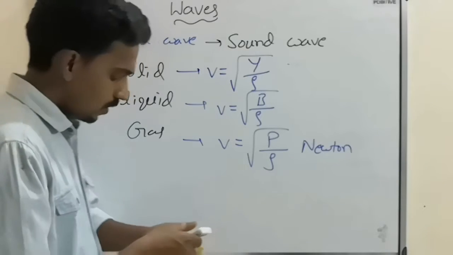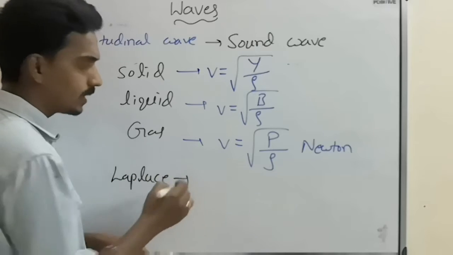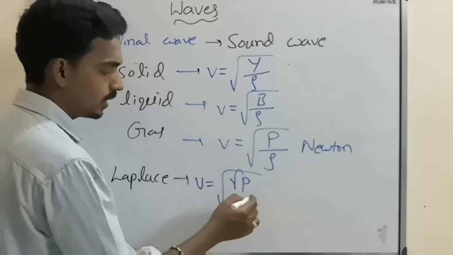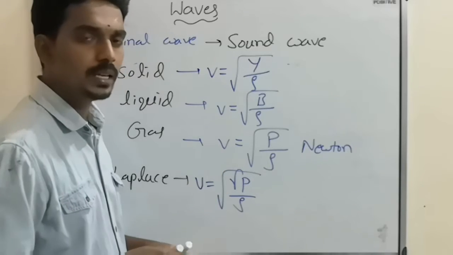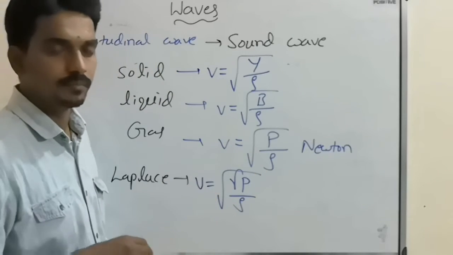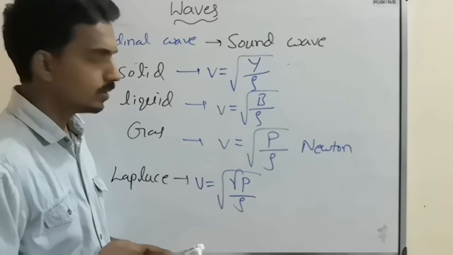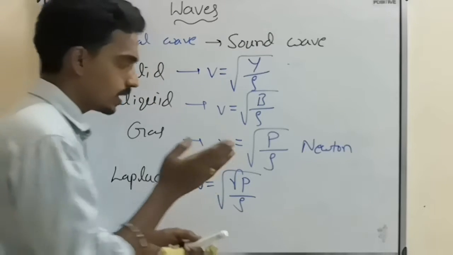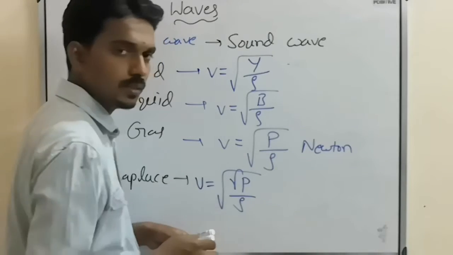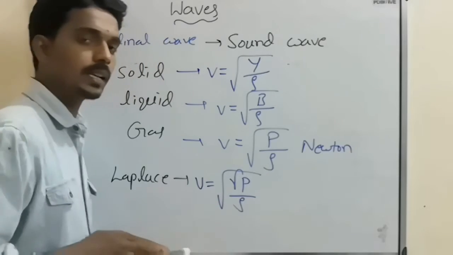But later, one more person, Laplace, corrected that the speed of the sound wave in gas is not just under root P by rho, it is gamma P by rho. Why and how it has come, we can understand from this formula. This is the case for the isothermal condition, and this is the adiabatic condition actually.